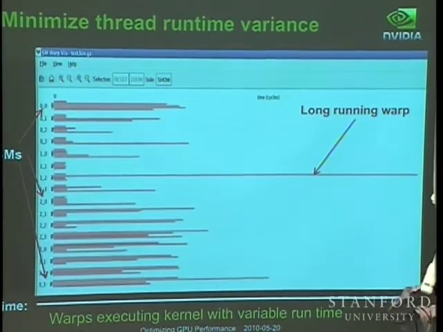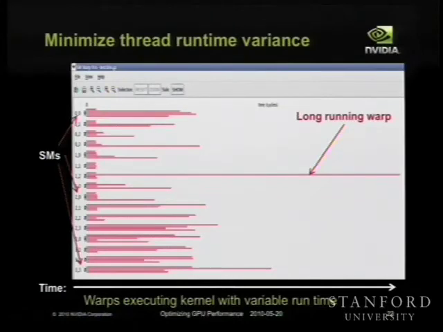The way this program was set up, it had to finish all of the work from all of the thread blocks before it could go on to the next step. And so it had a huge variation in runtime between different threads. Some threads ran short, some threads ran a long time. So the problem was that one thread could kill the performance for the whole thing.